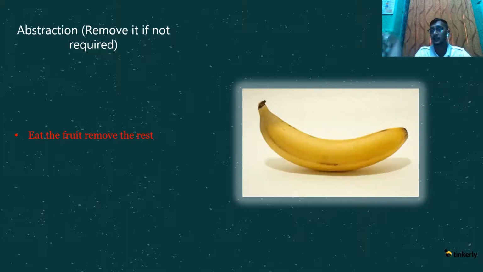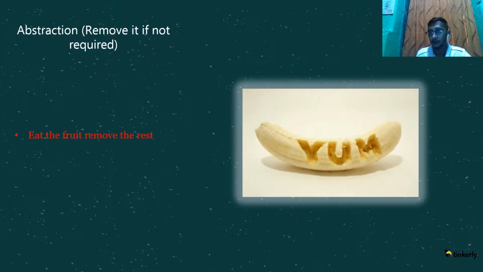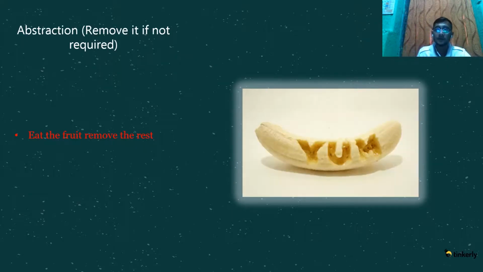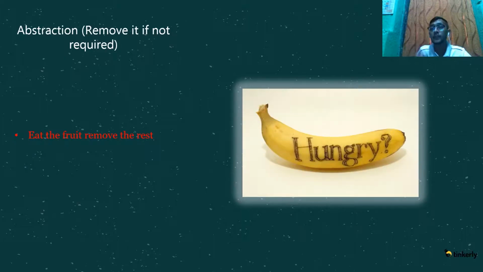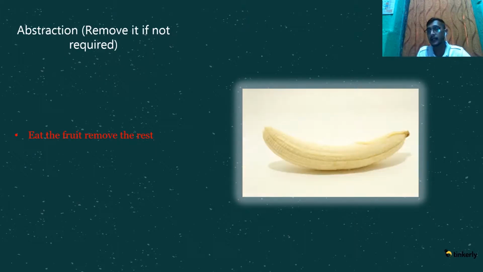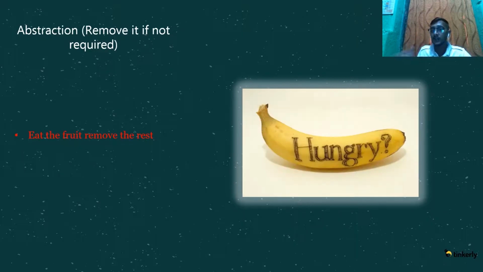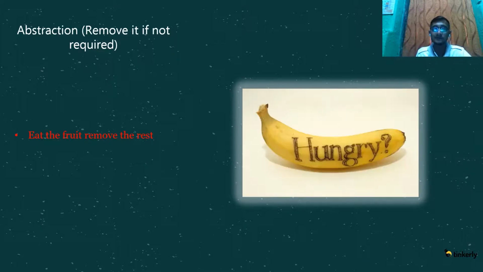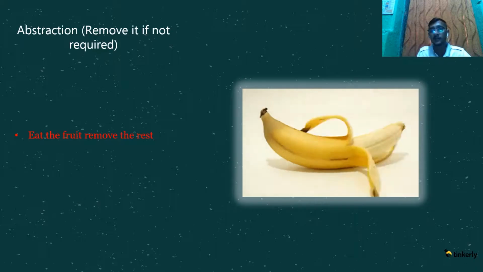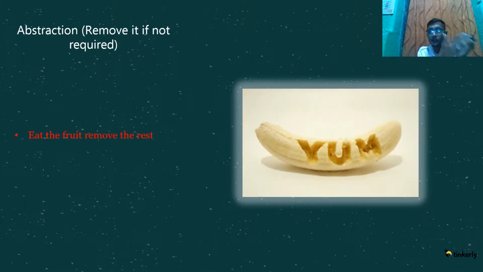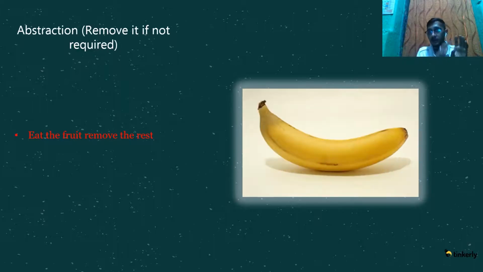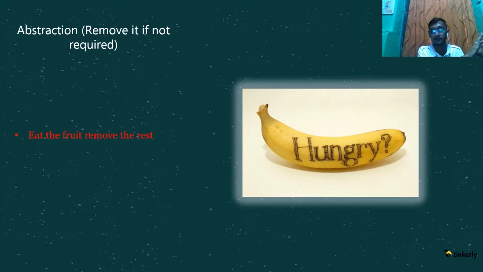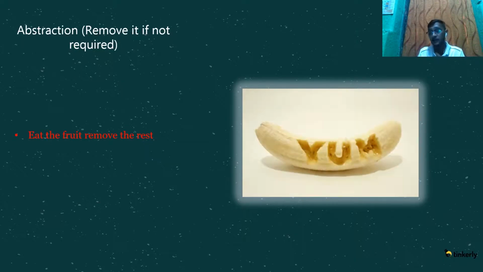For example, if you see on the screen, you have a banana. What is the eatable thing in the banana? The inside one, not the outside one. So you have to remove the outer part and eat the inner part. The outer part is not a usable or eatable thing. So eat the fruit, remove the rest. That's the abstraction part. Just use the most usable thing and remove the other things.